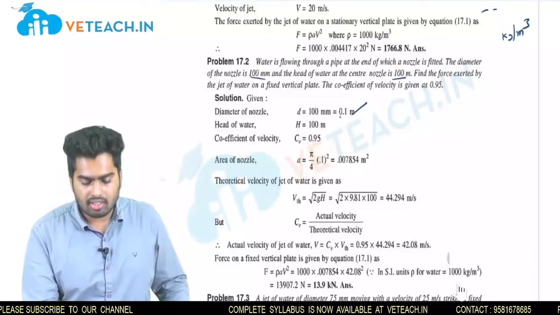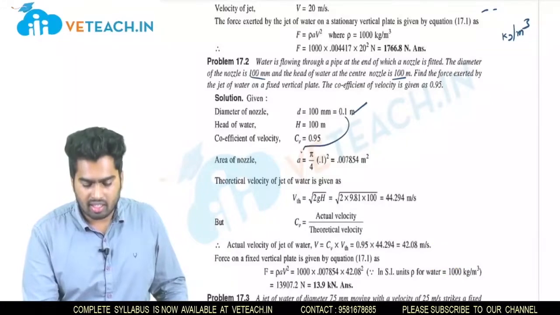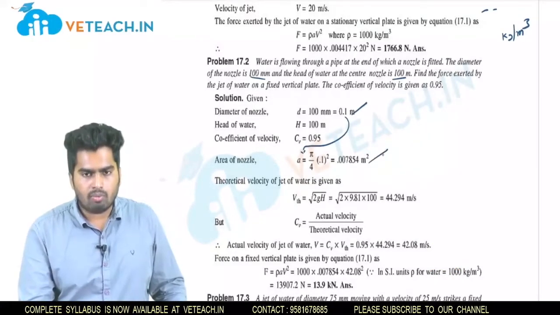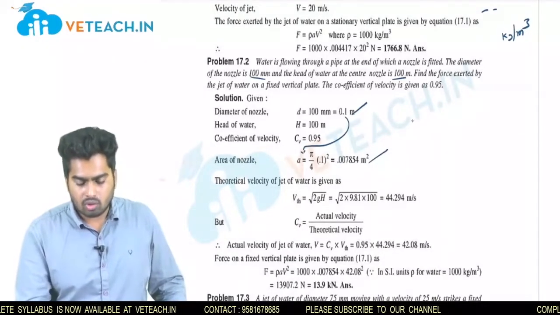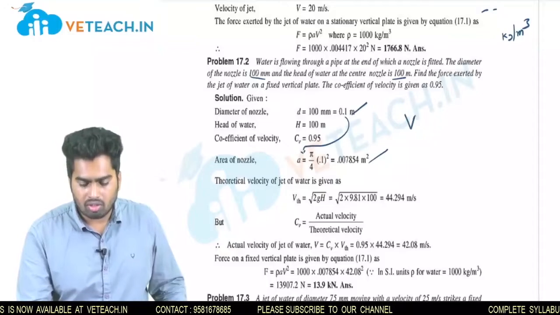As the diameter is given as 0.1 meter, we can directly find the area using the formula pi by 4 d square, and we get the area as 0.007854 meter square. How to find the velocity? We have one formula to find velocity when the coefficient of velocity is given. So what is the coefficient of velocity?